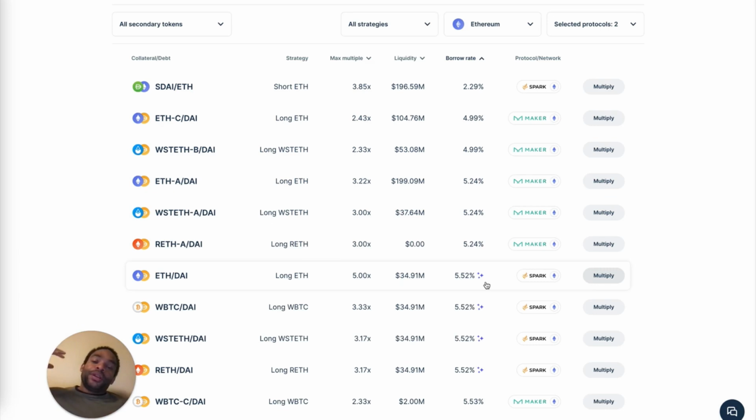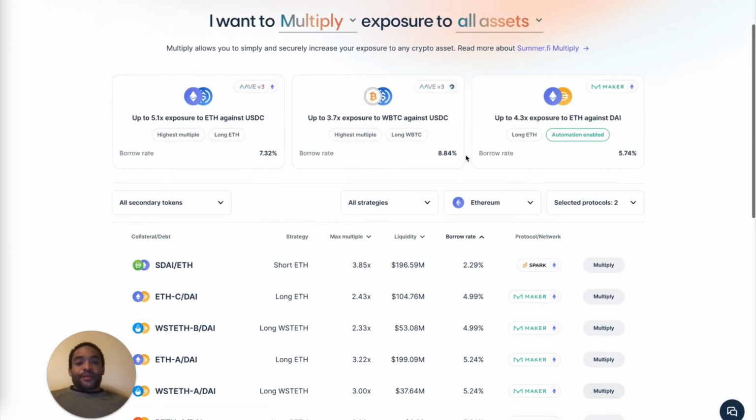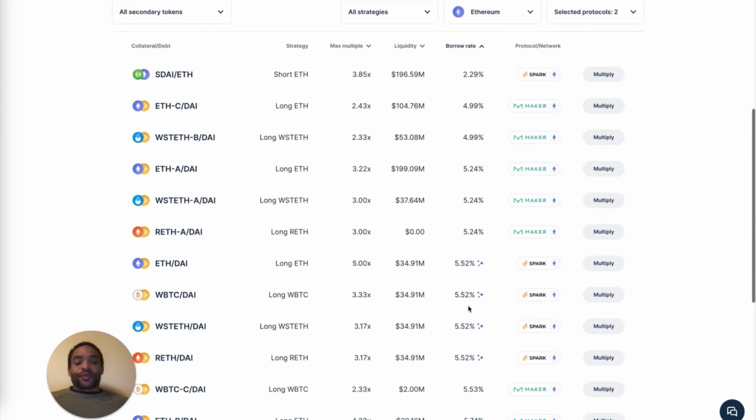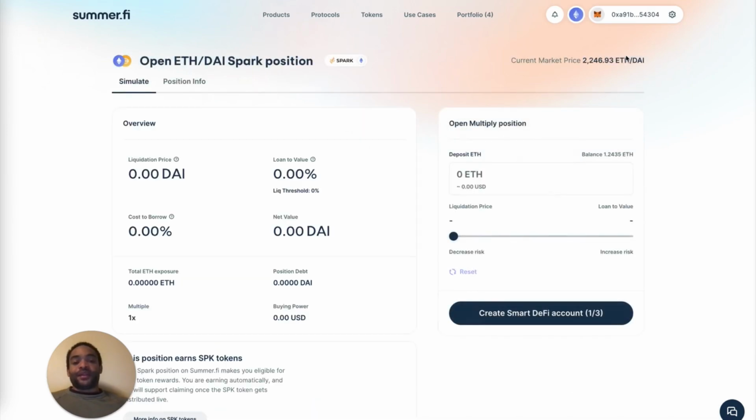But if you deposit a lot more collateral than you borrow, then the effective interest rate will be a lot lower in some cases than, let's say, 5%. In some cases it'll even be negative. So that's something to keep in mind, and maybe also something a little bit of a better job that Summer can do here to surface that right away. But in any case, let's use this ETH DAI position as an example.